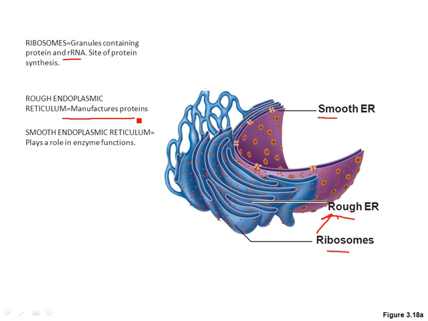The smooth endoplasmic reticulum usually has some kind of an enzymatic function. Remember what an enzyme is? Usually something that ends with the suffix -ase, usually something that breaks something down, speeds up a reaction, a catalyst. And so there's usually some kind of enzyme function going on in the smooth ER.